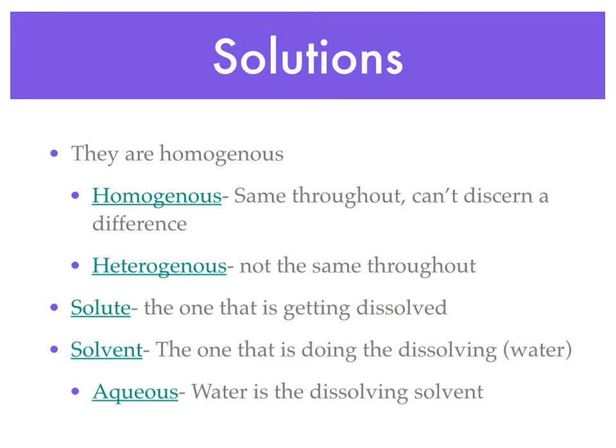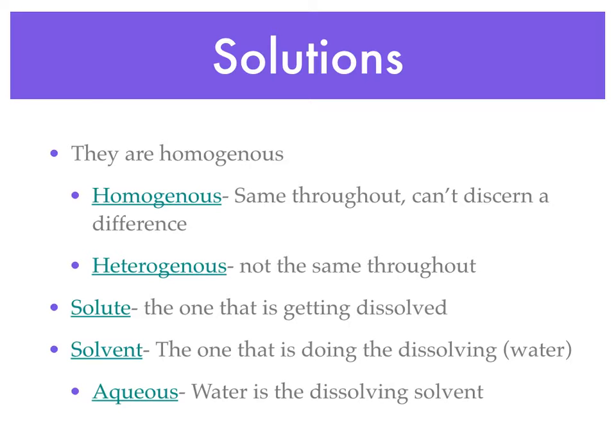Solutions are homogeneous, and homogeneous means that they are the same throughout. We cannot discern a difference. Heterogeneous means not the same throughout, like Italian salad dressing, where you can discern a difference. Water is homogeneous even though it has other ions dissolved in it.